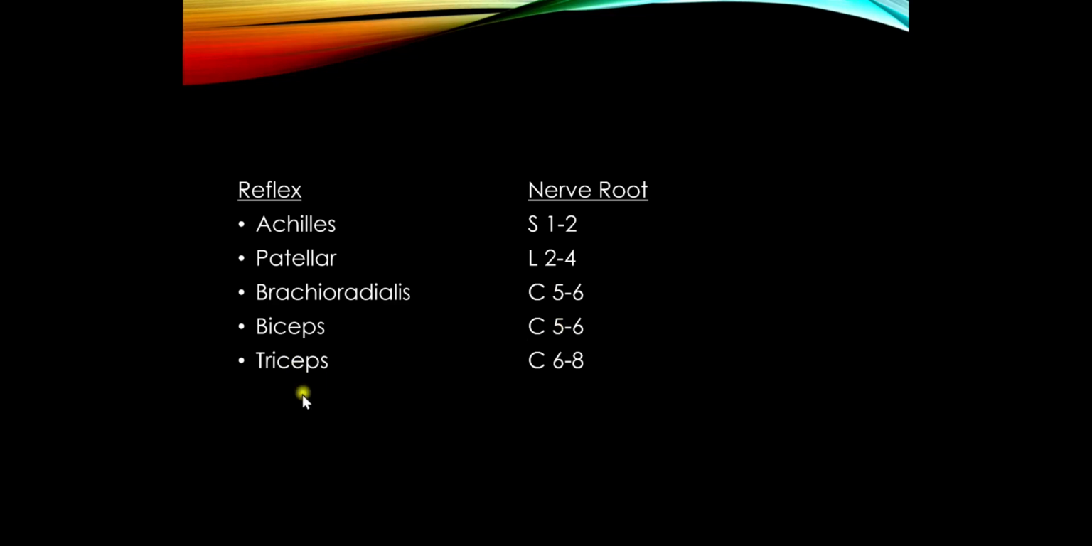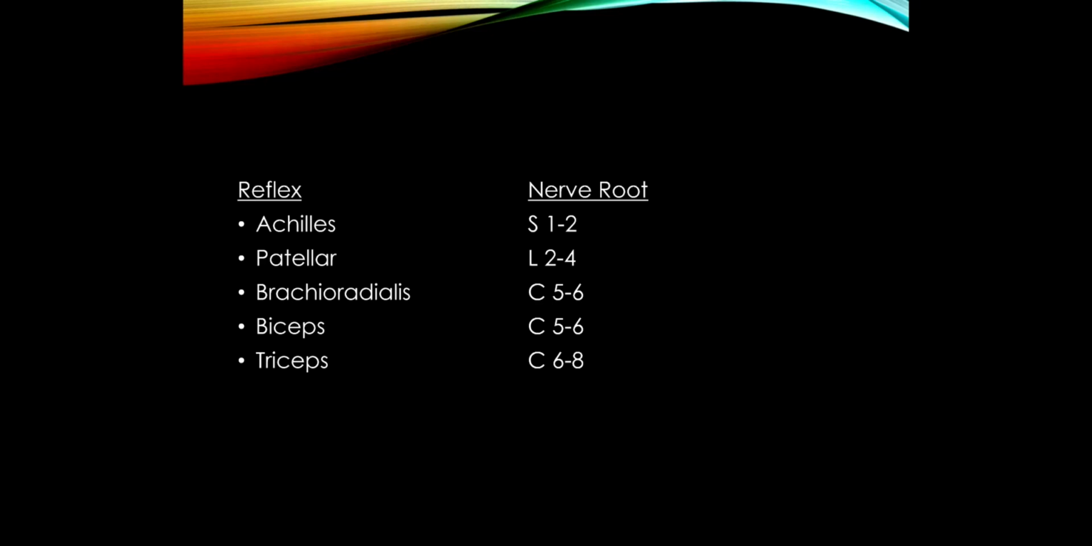Triceps gets actually three nerve roots. C7 is by far the most important, the most predominant contribution to the triceps, but it does get a little bit of C6 and C8 as well. In the lower extremities, the patellar reflex tests the quadriceps, which gets supply from L2, 3, and 4. And for the Achilles reflex, we tap on the Achilles tendon, which stretches the gastrocnemius muscle, supplied by the S1 and 2 nerve roots.